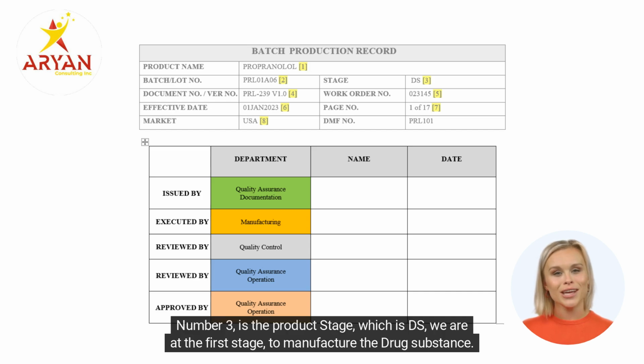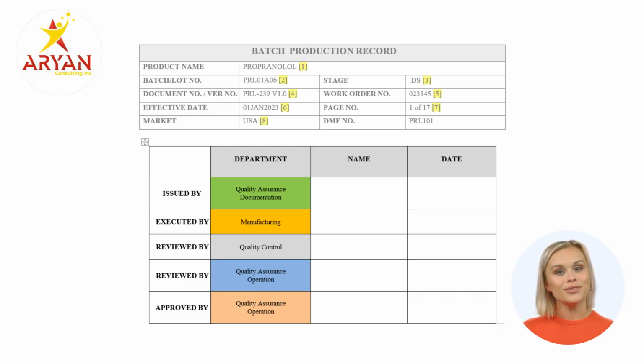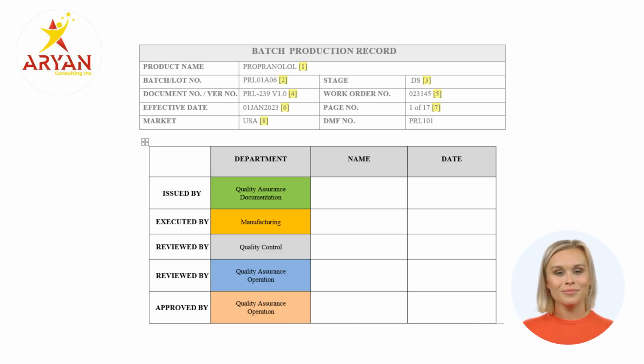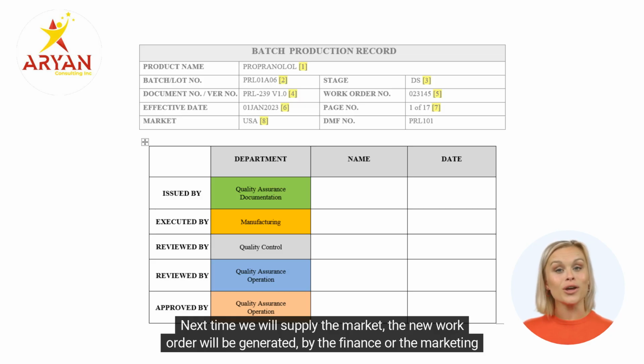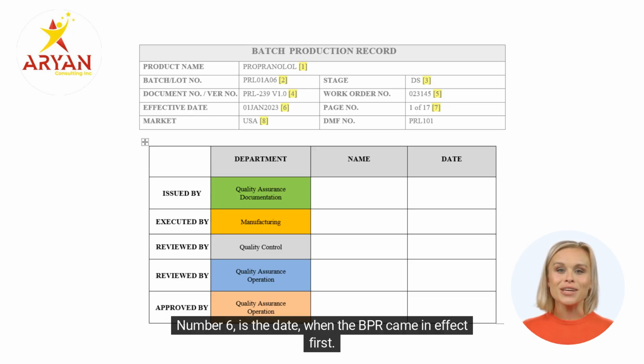We are at the first stage to manufacture the drug substance. Number 4 is the BPR document number, which is issued by the documentation department. Number 5 is the work order number. This is simply to fulfill the market demand for weekly or monthly supplies. Next time we will supply the market, the new work order will be generated by the finance or the marketing team. Number 6 is the date when the BPR came in effect first.